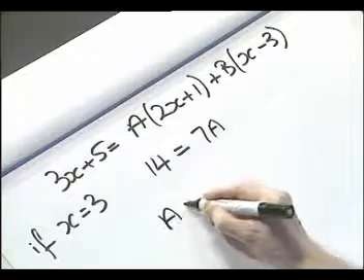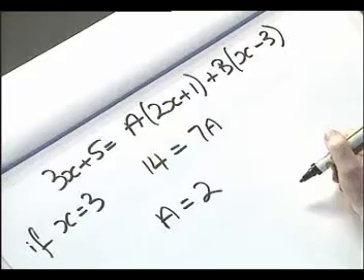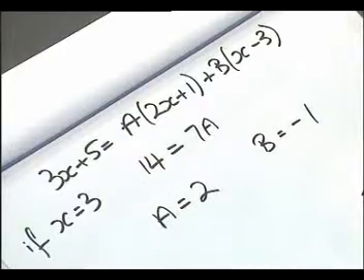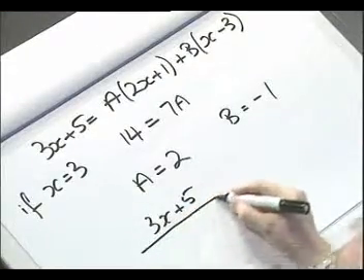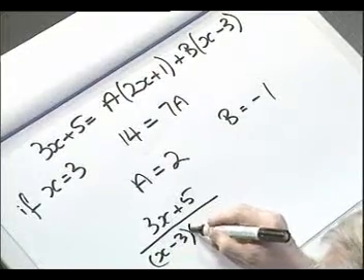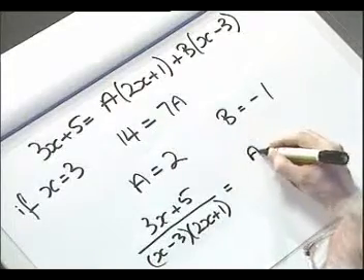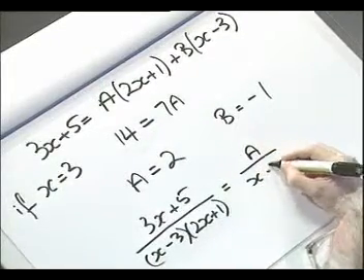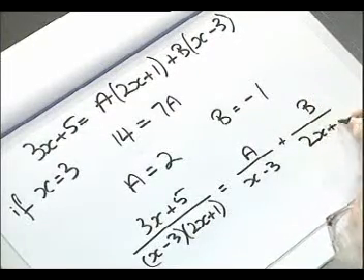So a is equal to 14 divided by 7. In other words, a is 2. We already had b equal to minus 1. So what do we have now? I had 3x plus 5 over x minus 3 times 2x plus 1 equals a over x minus 3 plus b over 2x plus 1.